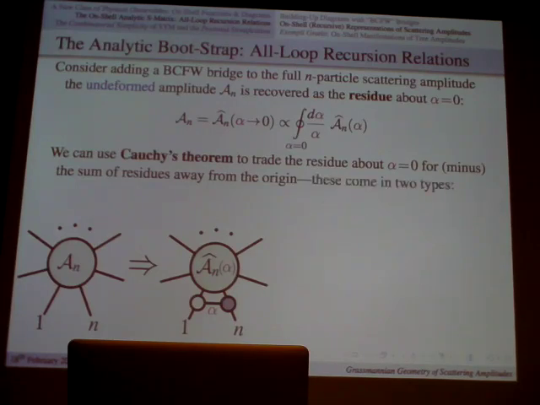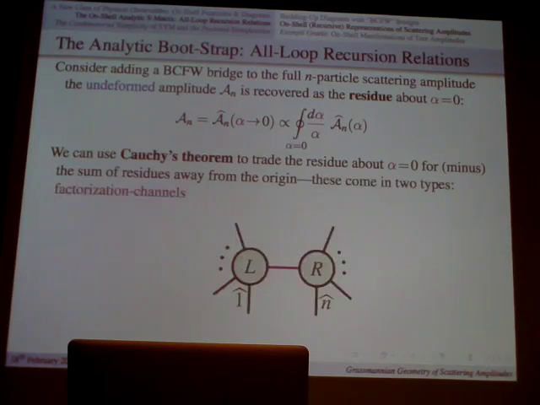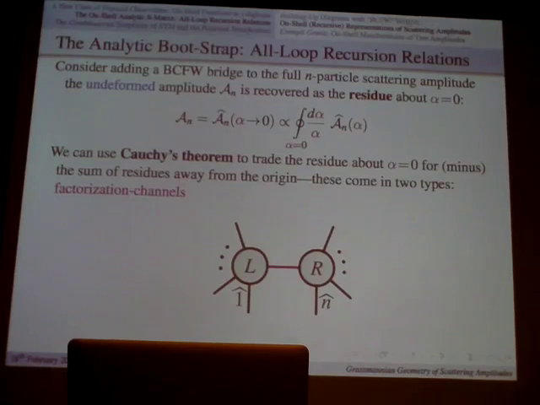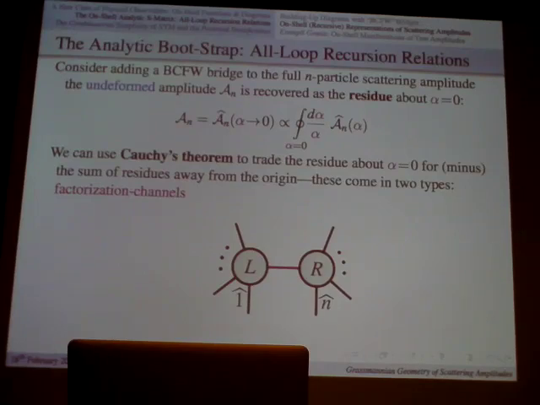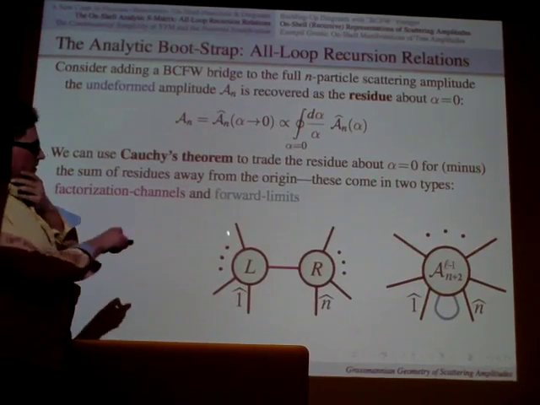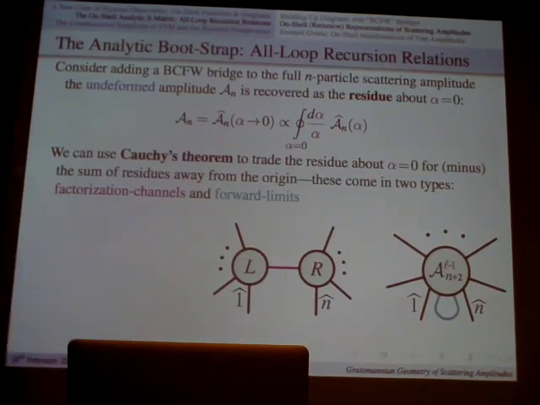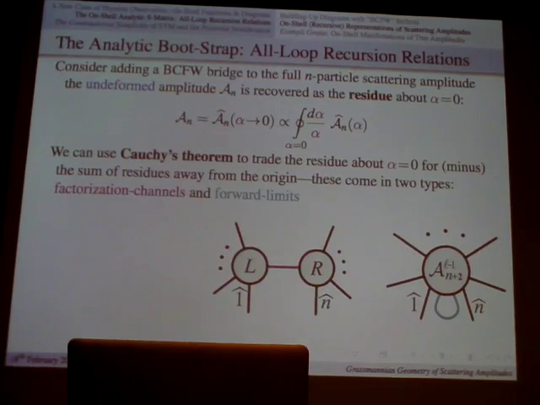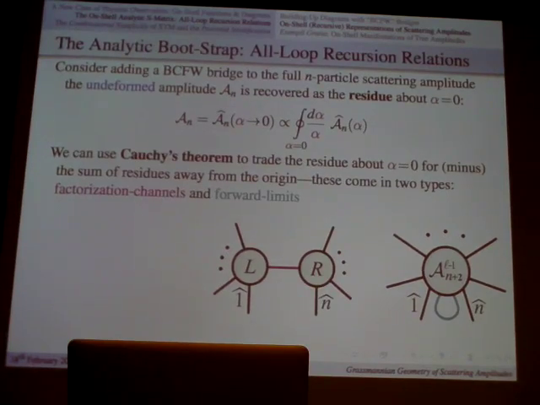Those which, when you cut them, break the diagram in half, which we're going to call factorization channels, and those which, when you cut them, don't break the diagram in half. Those are called forward limits. And so these are the residues away from the origin, in complete generality, but remember, alpha is not equal to 0 here, which means that the diagrams we actually have are these diagrams.